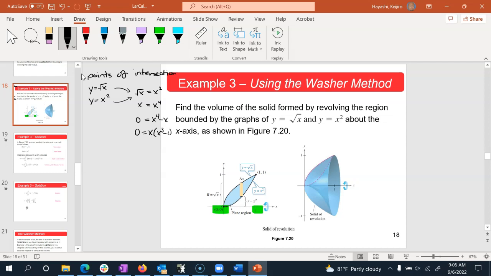And so you could probably figure it out from here that x is 0, and that from this, x is 1. Okay. But the integral then is going to go from 0 to 1. That's going to be x equals 0 to x equals 1. Those are for sure your bounds of integration.